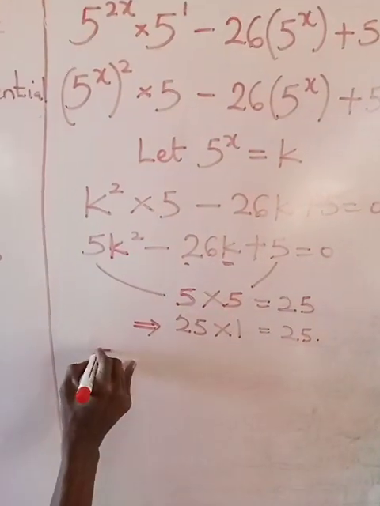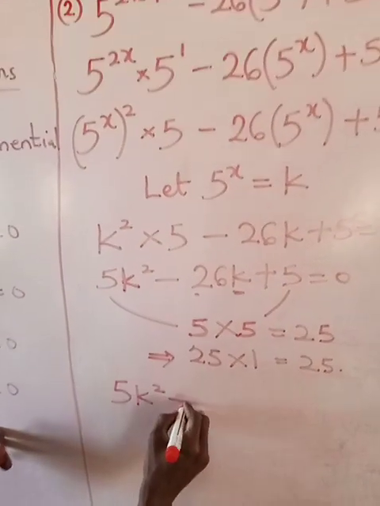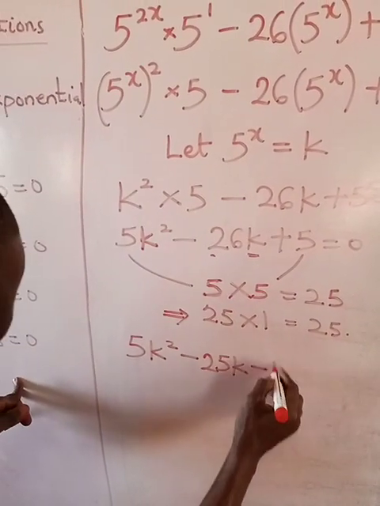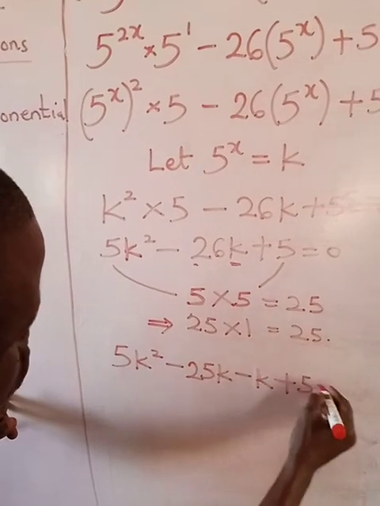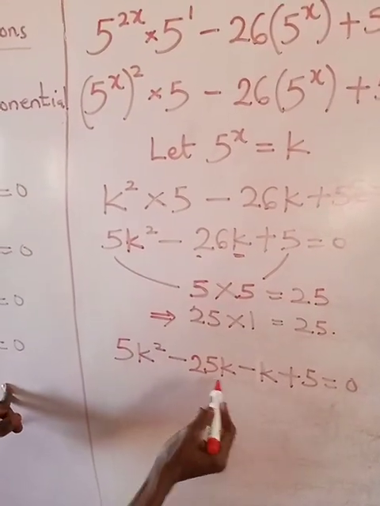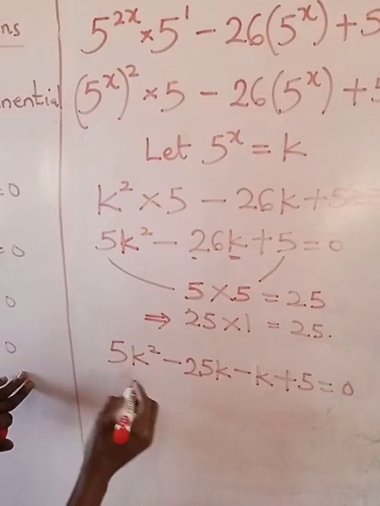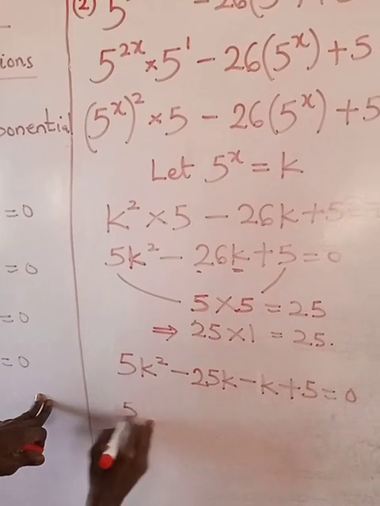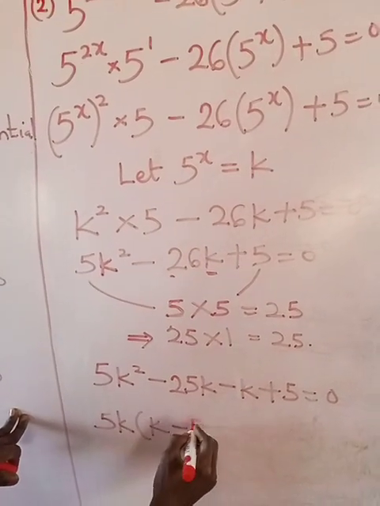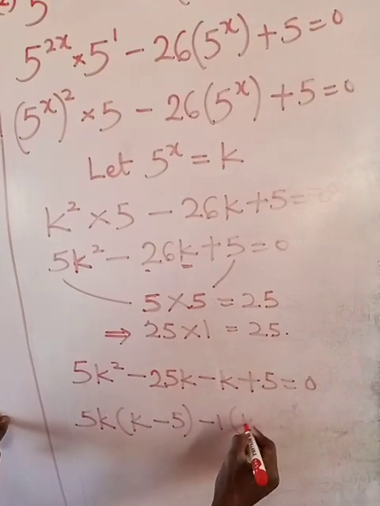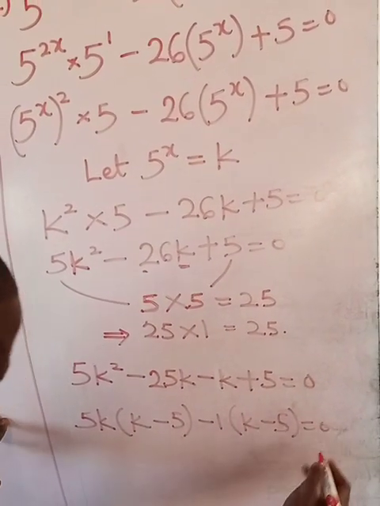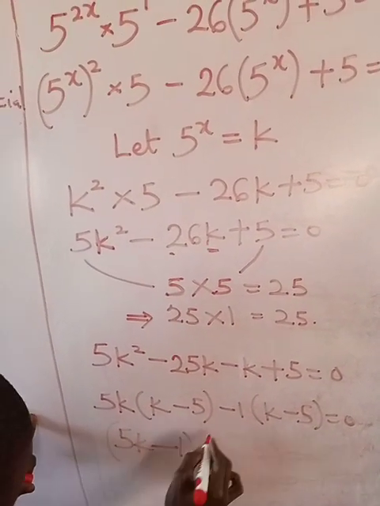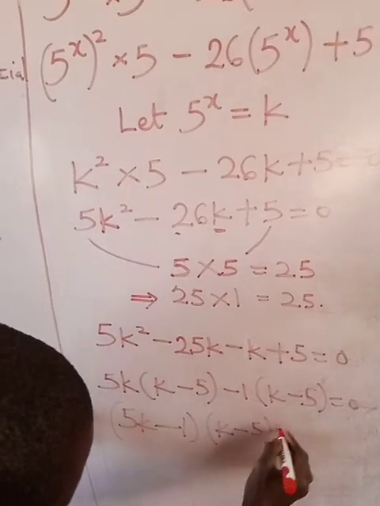All right? Then you have 5k squared. Instead of 26, you have minus 25k minus k. That's 1k, same thing as k. All right? Plus 5 equals 0. So we have replaced 26 with minus 25k and minus k. Then you collect, what's common? You factorize now. Then 5k is common, bracket you have k minus 5, minus 1 bracket, what's common? k minus 5. All right? Having done this, repeat this 5k here and minus 1, and the common k minus 5 equals 0.